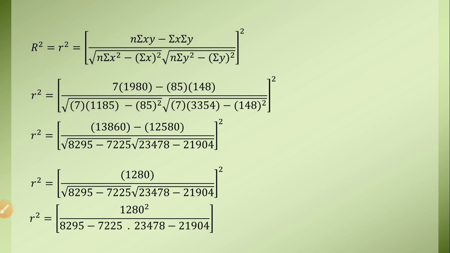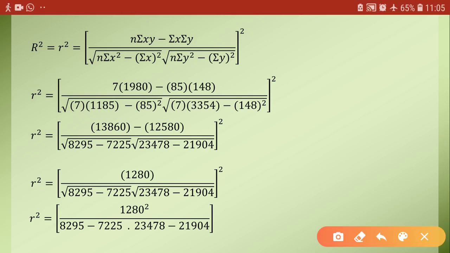Okay, let's see up to here. We are here on this topic. If you subtract 13860 minus 12580, you will get 1280. Upon this, everything is as it is in the previous step: 8295 minus 7225, 23478 minus 21904 root.